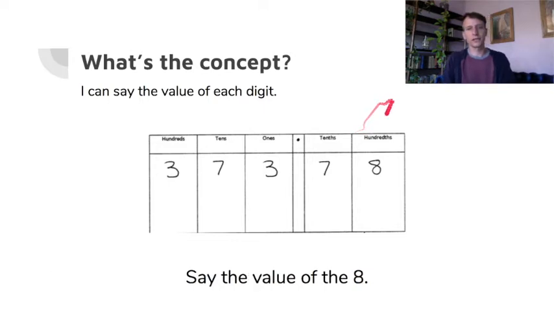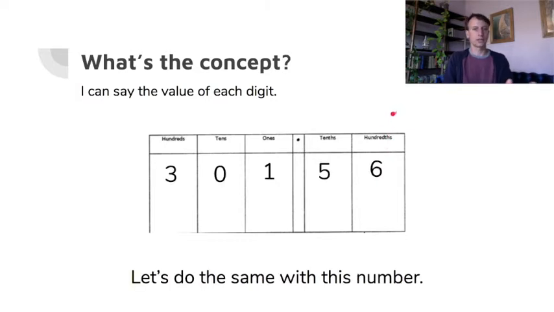All right, so what's the value of the 8? 8 in the hundredths place is 8 hundredths. That's its value. Let's do the same with this number here. Let's read it again together. 301 and 56 hundredths. Excellent. Well, let me go back. Let's look at the value.